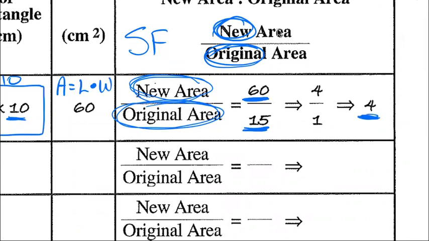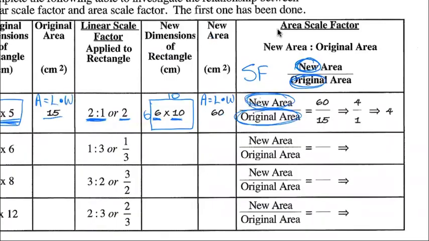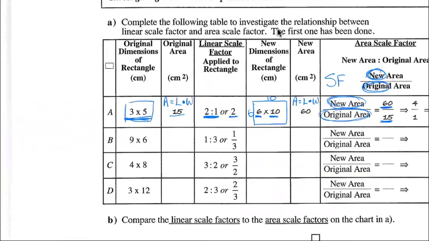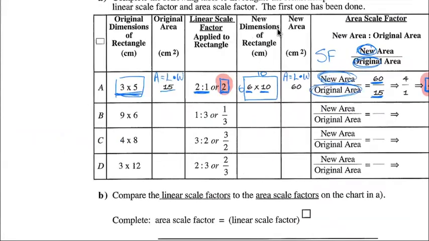Eventually we're going to look at the relationship between this number, 4, to this number, 2. And as we work through this, I want you to see if you can come up with some kind of relationship. I have mentioned it in class before, so maybe you're able to figure that out right now. Let's look at example B.